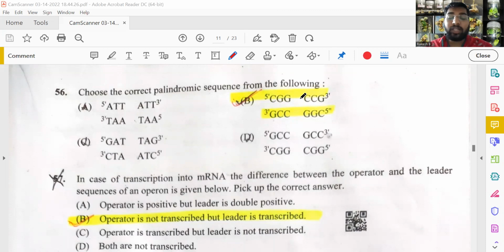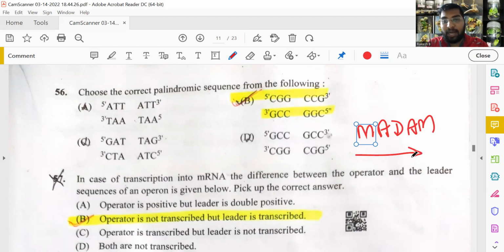So the first question over here, or the 56th question rather, is the correct palindromic sequence. So what is a palindromic sequence? If you read it from right to left or left to right, it will be the same. For example, Madam, Malayalam. If you read M-A-D-A-M from left to right, it's Madam. If you read it from right to left also, it's Madam. Such sequences are called palindromic sequences.